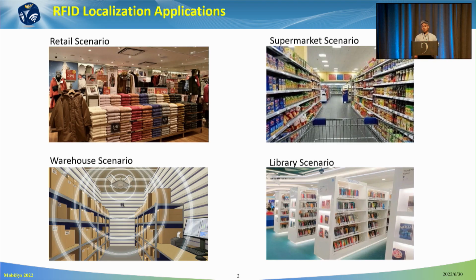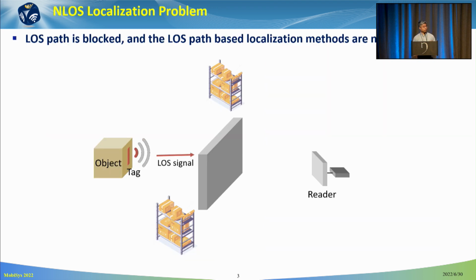RFID can be applied in many scenarios, especially where we need to localize objects. So RFID localization is an important topic. It has been researched for many years. Even in MobiSys, you can see lots of papers. If we have a line-of-sight path, the signals are available, so the localization could be easier. But unfortunately, if the objects are blocked, then we have problems. So those schemes based on the line-of-sight path will not be effective.